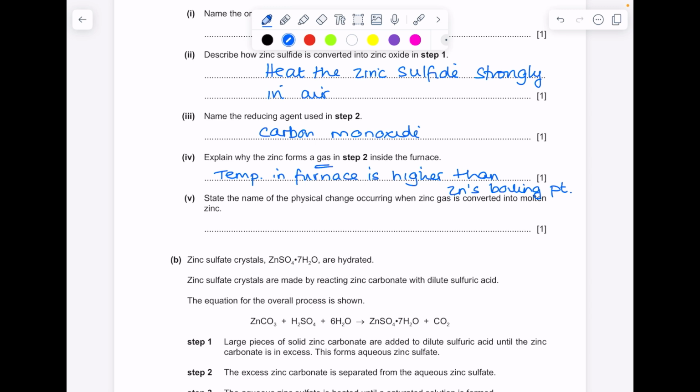State the name of the physical change occurring when zinc gas is converted into molten zinc. So we're going from gas to liquid, which means it's condensation.